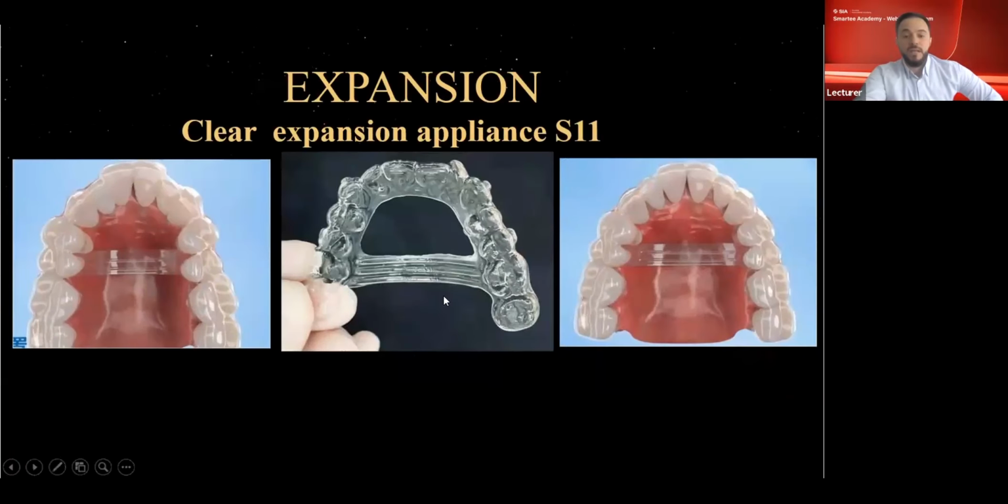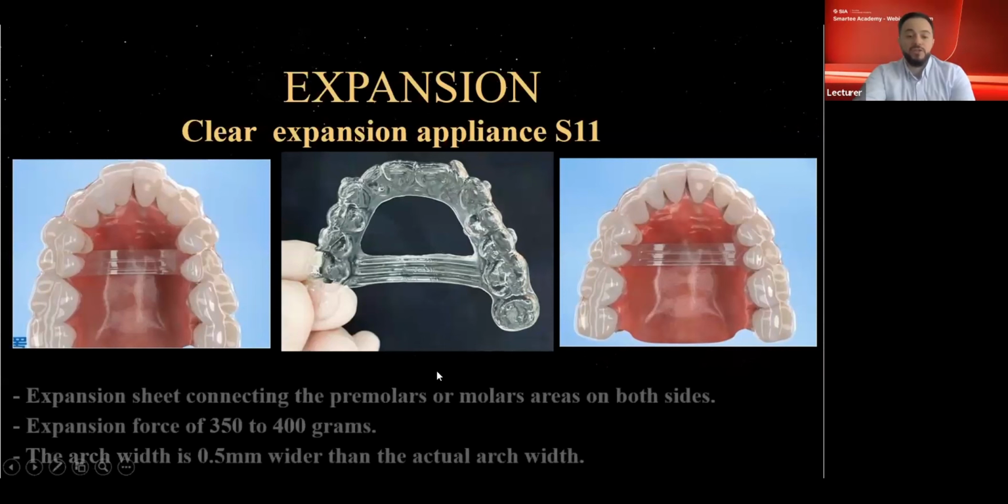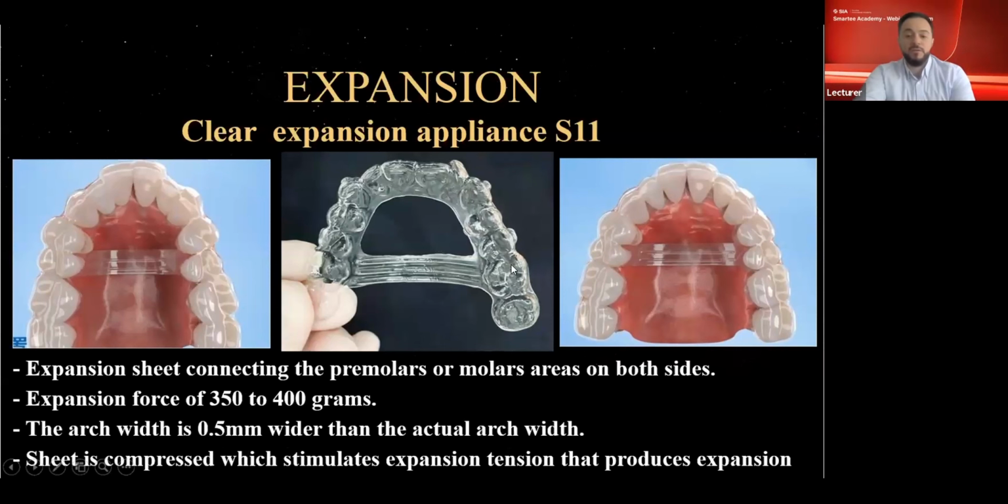So talking about S11, Smartee has not only used the palate for the patient as an anchorage, but they have also developed the clear expander. This is different from the clear TPA by applying an actual force that helps in expansion. These horizontal rods in the expansion sheet connect the premolar or molar area on both sides, and are able to have an expansion force of 350 to 100 grams of force.